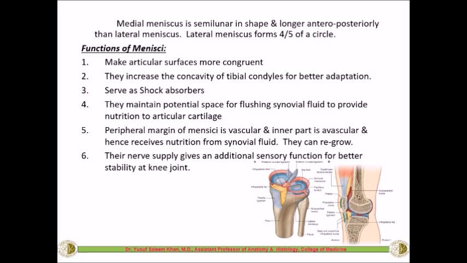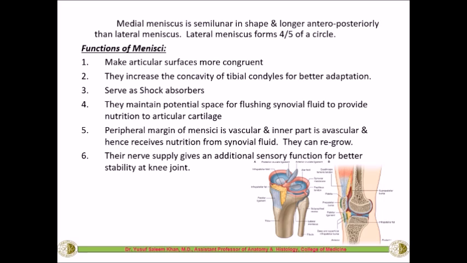And these menisci have an additional nerve supply. Their nerve supply gives an additional sensory function for better stability of the knee joint, because if there is even a slight injury, as I said, if you jump from a height, these menisci also have nerve supply. So if there is any trauma, these menisci will send an additional sensory impulse, which will give a shooting pain, and immediately you take action. Hence the menisci with additional nerve supply give additional sensory function, which prevents even small changes within the knee joint. If there is any change, even small, then immediately there will be sensation felt with pain, and then you try to take immediate action.